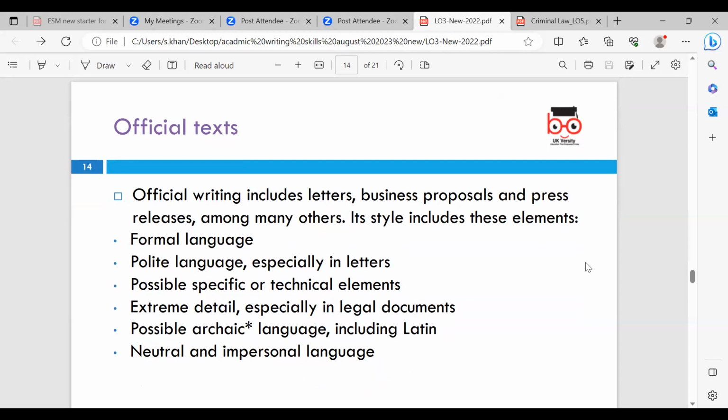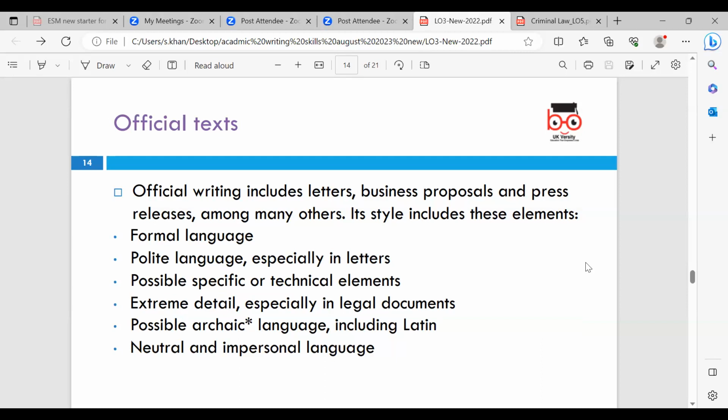Possible specific or technical elements. It's extreme detail, especially in legal documents. Possible archaic language, including Latin, neutral and impersonal language. And also in formal writing, the writer uses a more objective approach. So here they're stating the main facts and then supporting these with arguments. Formal writing is less emotional in style, so it avoids things like exclamation marks or any sort of emojis or anything like that.